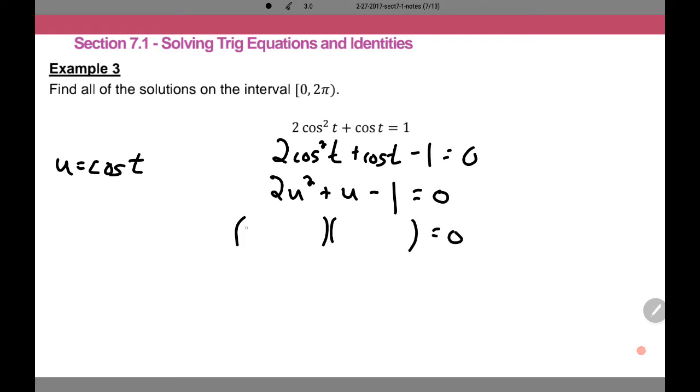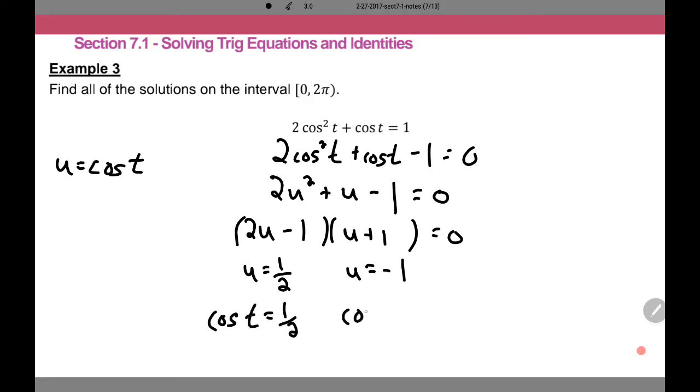Alright, so I get 2u minus 1 and then u plus 1. And we go ahead and solve both of those equal to 0. We get 1/2 for this first one. We get -1 for the second one, and we set cosine of t equal to that. So cosine of t is equal to 1/2. Cosine of t equals -1.